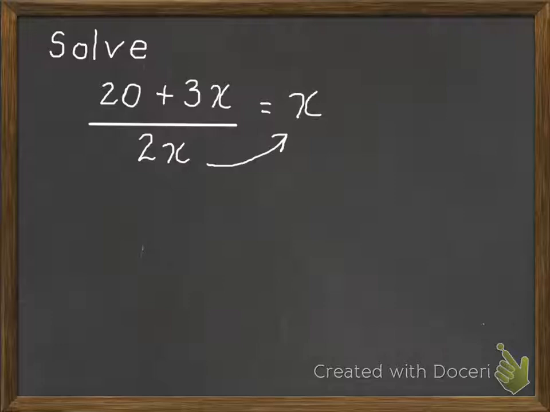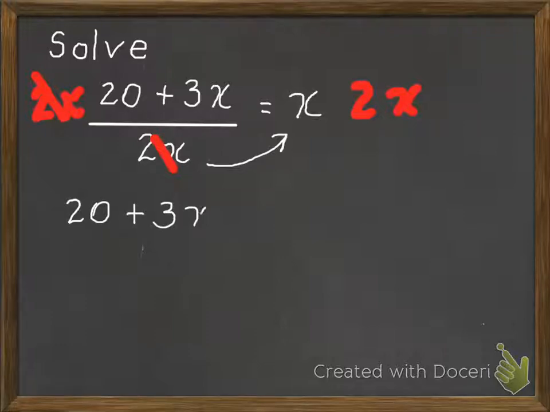The reason that works is because to get rid of that 2x in the denominator, we would need to multiply this side by 2x, and that would get rid of that, and also this side by 2x. So knowing that, you can just cross multiply. So when we cross multiply, we get 20 + 3x equals 2x times x, which is 2x squared.